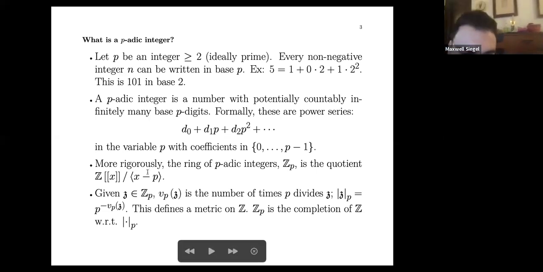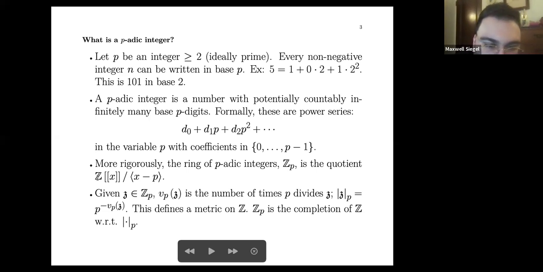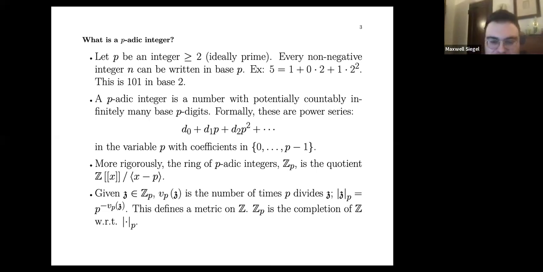And if you're an algebraic type, the ring of p-adic integers is canonically isomorphic to the ring of power series in a single variable mod this ideal. And this is the p-adic valuation and the p-adic absolute value. This defines an absolute value on the integers, which gives us a metric, and the completion of Z with respect to this metric gives us the p-adic integers.